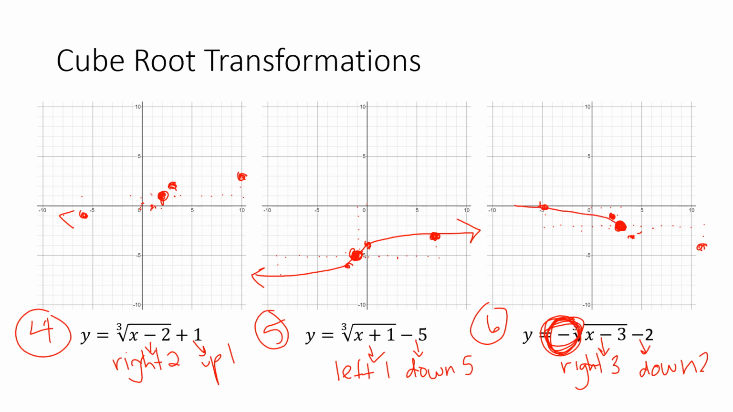So you get that same shape, it's just flipped over the opposite direction. And that is how we graph cube root functions.